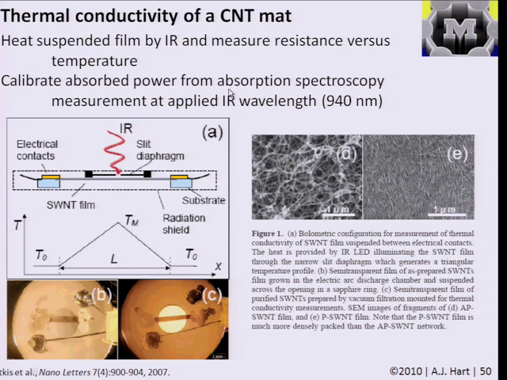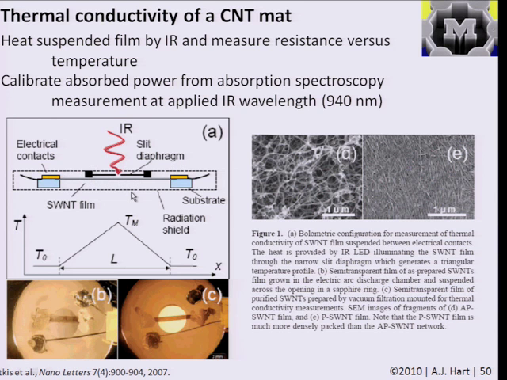nanotube assemblies. And for example, here is a snapshot from an experiment that uses an IR technique to measure the heat transfer through a suspended film of nanotubes. So you can imagine here they perhaps use one of the vacuum filtration techniques to create a thin paper. And then they suspend it in a chamber where they resistively heat it. They pass a current through it, and then they use an IR camera to measure the thermal emission and therefore calculate the power that's emitted by resistive heating of this material.